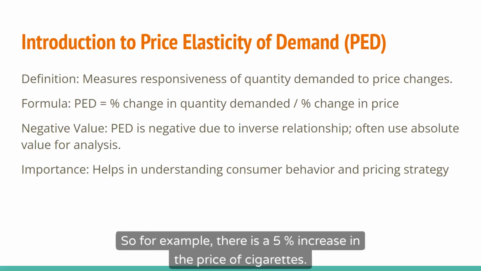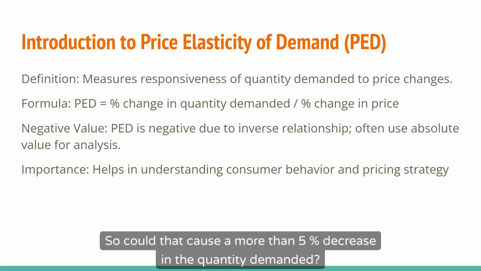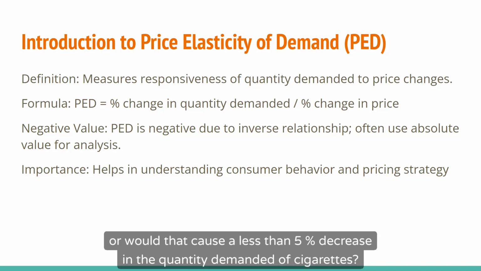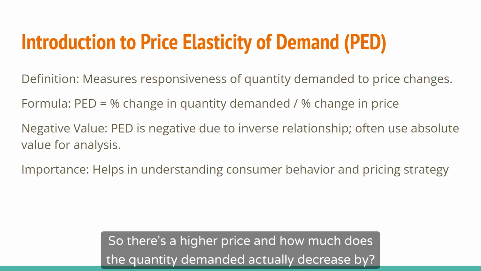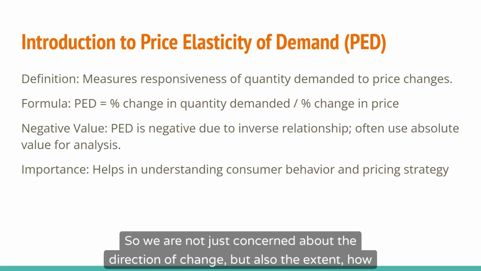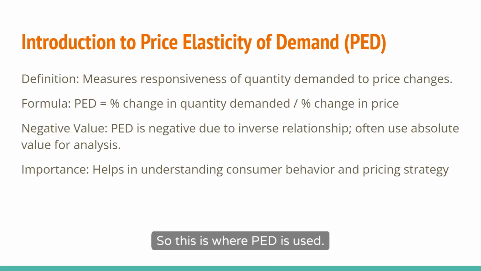So for example, there is a 5% increase in the price of cigarettes. Could that cause a more than 5% decrease in the quantity demanded? Or would that cause a less than 5% decrease in the quantity demanded of cigarettes? There's a higher price, and how much does the quantity demanded actually decrease by? We are not just concerned about the direction of change, but also the extent, how much. This is where PED is used.